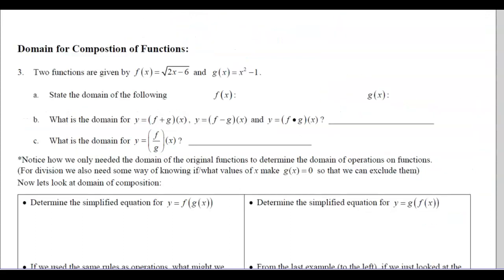Just like we did with operations on them, it says two functions are given, f and g, so one's a square root, one's a quadratic. State the domain of each of them. So the domain of this radical function, remember, this has to be greater than or equal to 0. So if you solve that, x is greater than or equal to 3. Domain for g, all real numbers, right? It's quadratic.